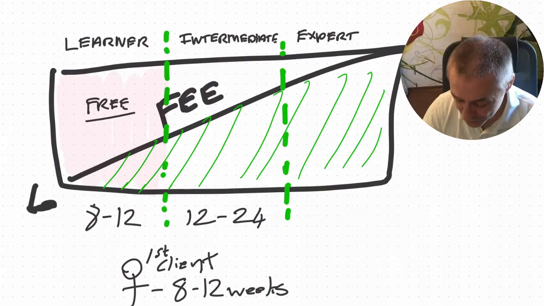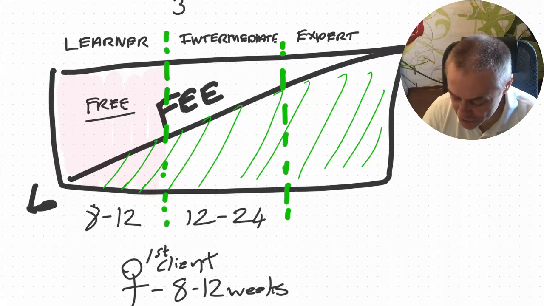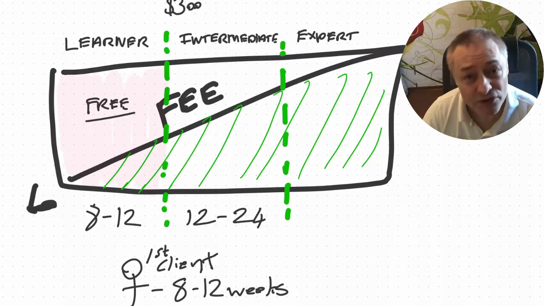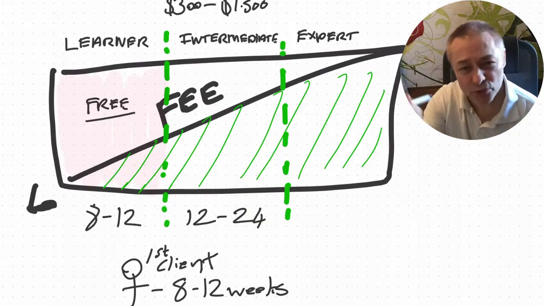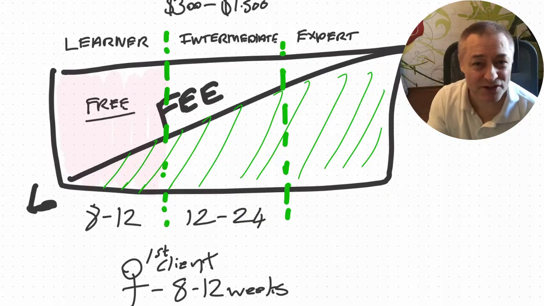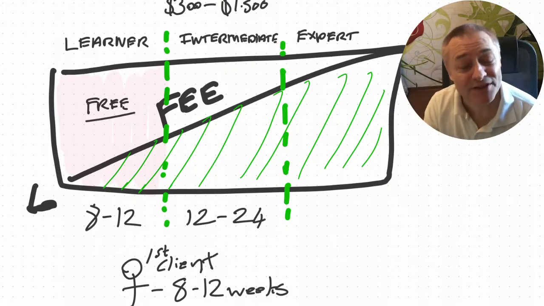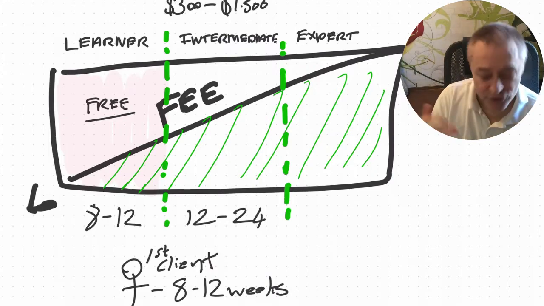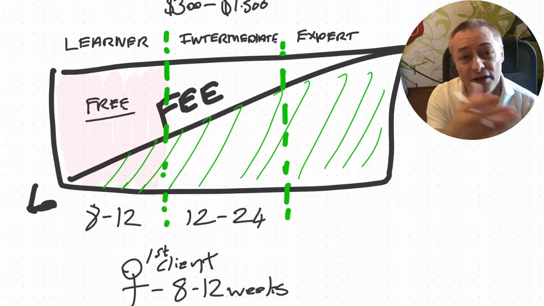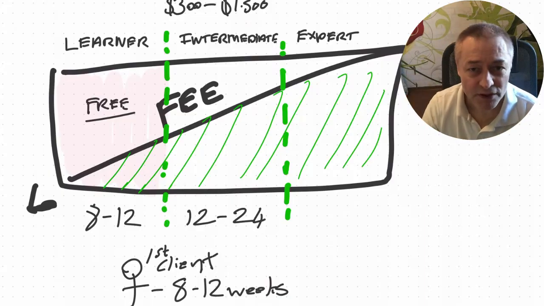What I recommend at this point is you should be charging somewhere between $300 to $1,500. So $300 would be at the very beginning level. So you'd be charging something like $100 per month. Now here's the thing, you're going to be doing the same thing. You're going to be working with clients over a 3-month period. For that 3 months, you're going to be charging $100 per month, which is totally affordable for almost everyone.